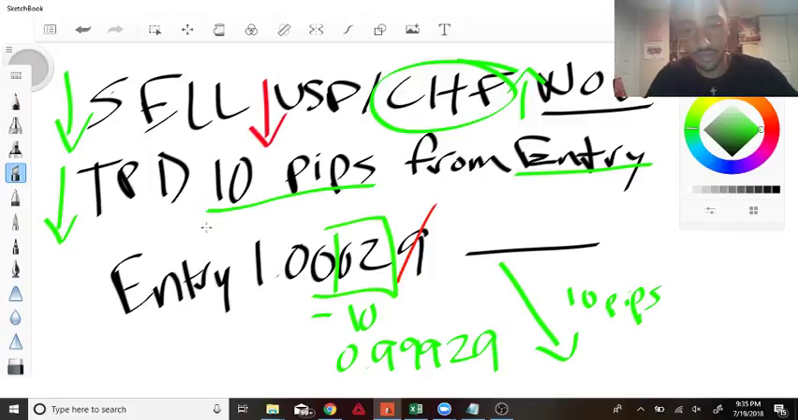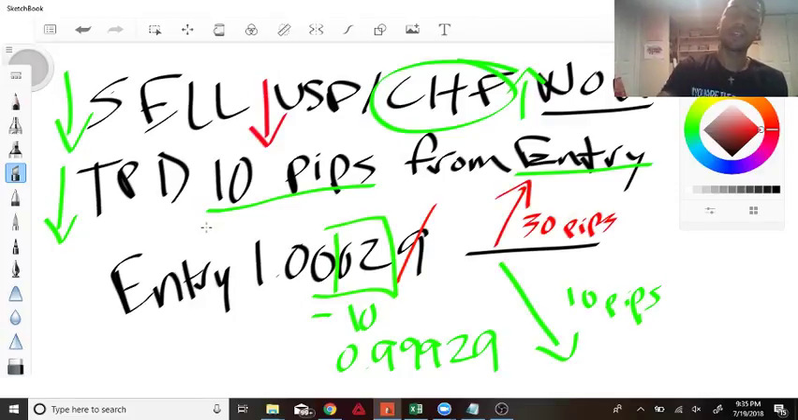Hope my math is right, but I'm pretty sure it is. All right. So 0.99929. All right. And then for the stop loss, let's say, a random number, let's say 30 pips. So all we're going to do now is add 30 this time. So 1.00329. Right. And that's for my stop loss.